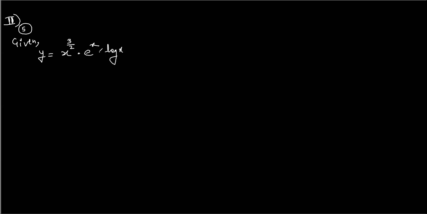So here I notice that I have three functions of x multiplied. Three different types of functions of x being multiplied. The first one I have is variable raised to constant. The second one I have is constant raised to variable, that is e raised to x.